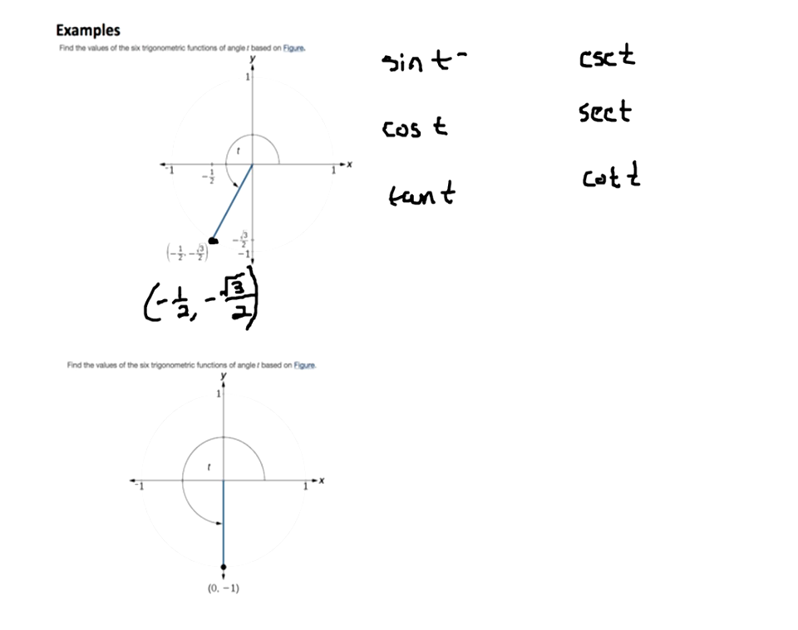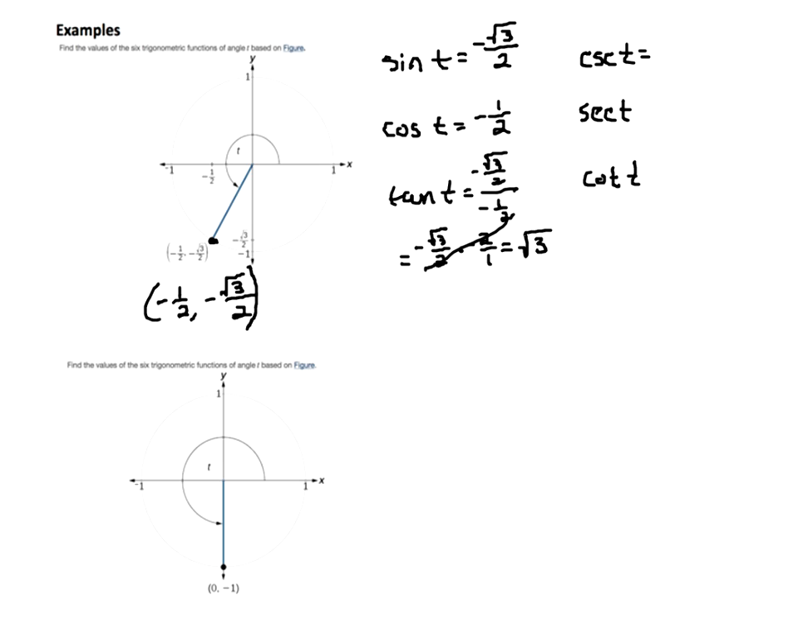So the sine of t is just the y value, which is -√3 over 2. The cosine is -1/2. The tangent is -√3 over 2 divided by -1/2, which is the same thing as -√3 over 2 times the reciprocal, -2 over 1. My negative times my negative is positive, my 2's divide out, so I just end up getting the square root of 3 there.